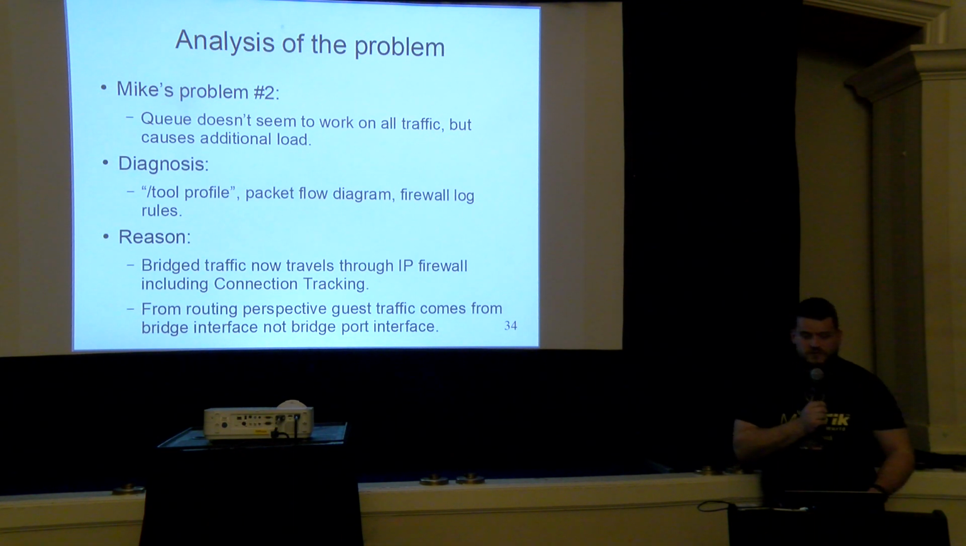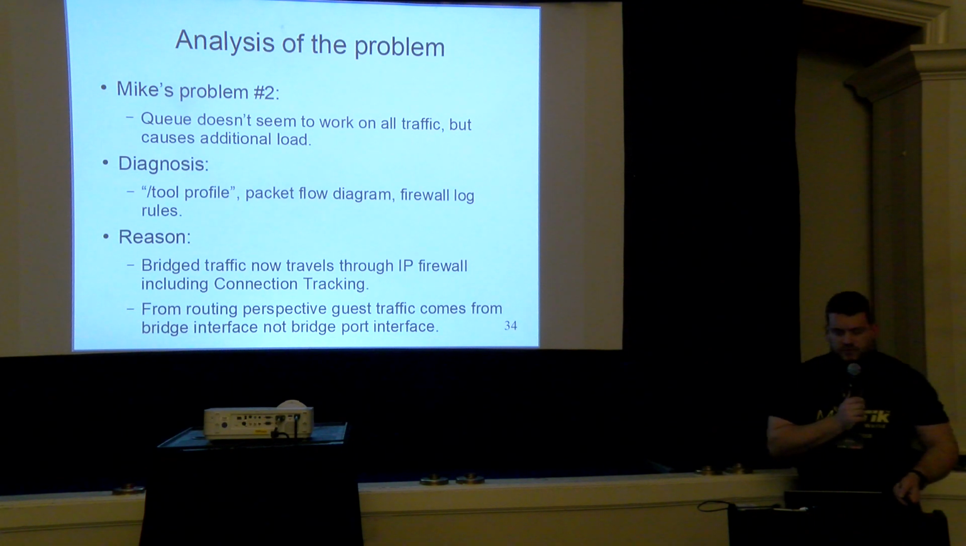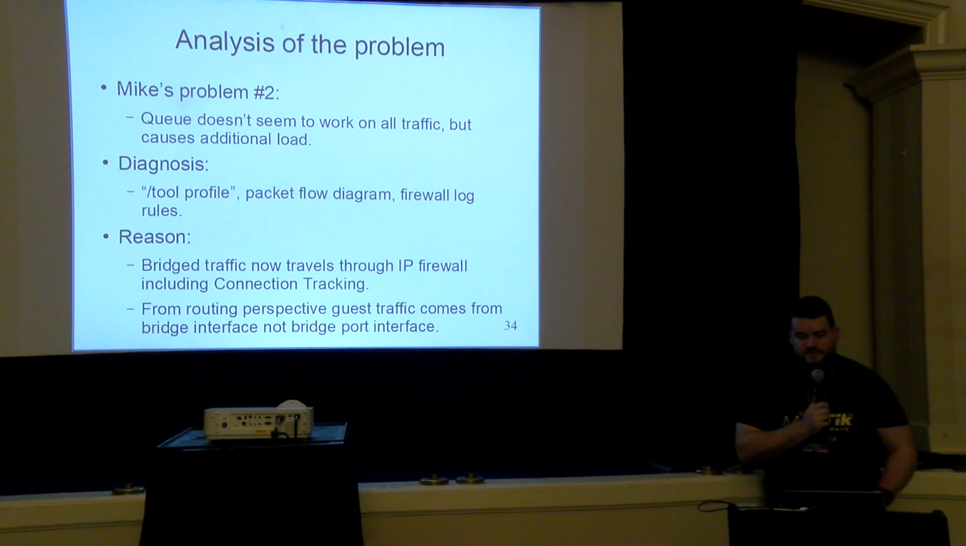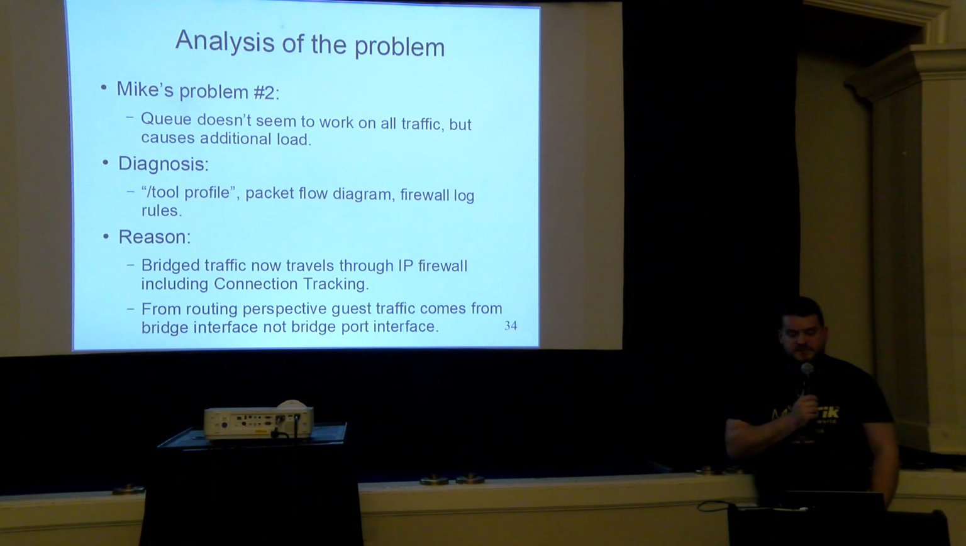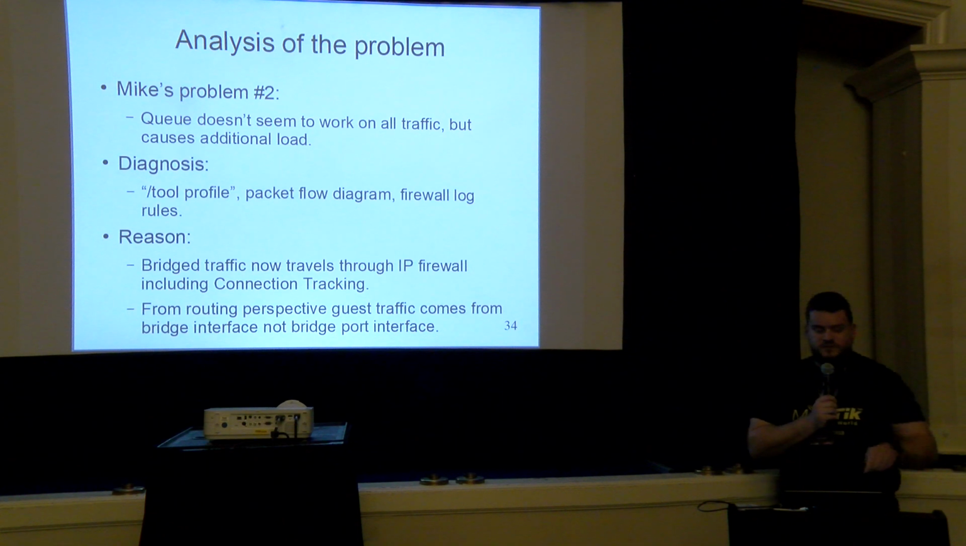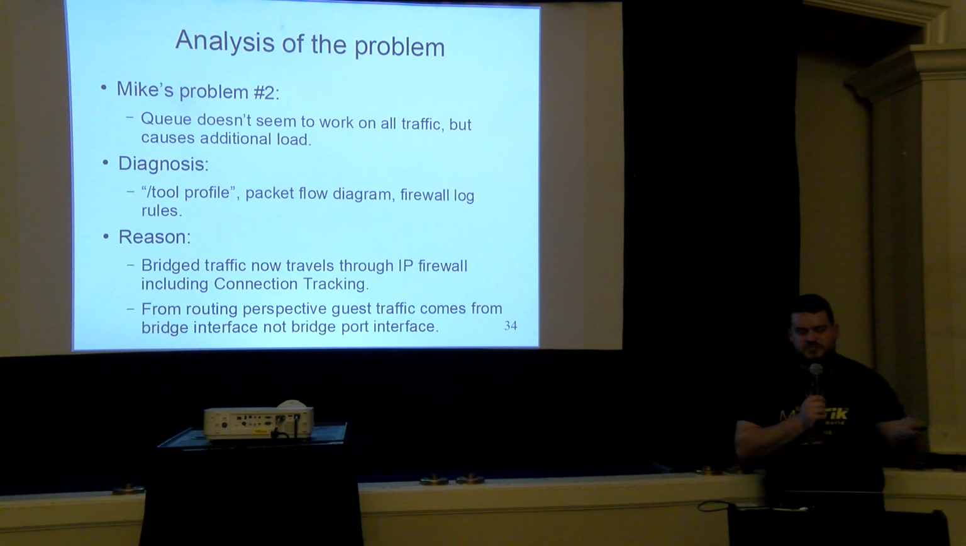But it causes additional load. If we take a look at the tool profile, the packet flow diagram, and the firewall logs, we will see that bridge traffic now travels through the IP firewall, including connection tracking. But from the routing perspective, guest traffic comes from the bridge interface, not from the bridge port interface. So if you use an interface as a target in simple queues, you cannot capture both traffics. You can capture either bridge traffic by setting up the bridge port or routed traffic by setting up the bridge interface from those clients.